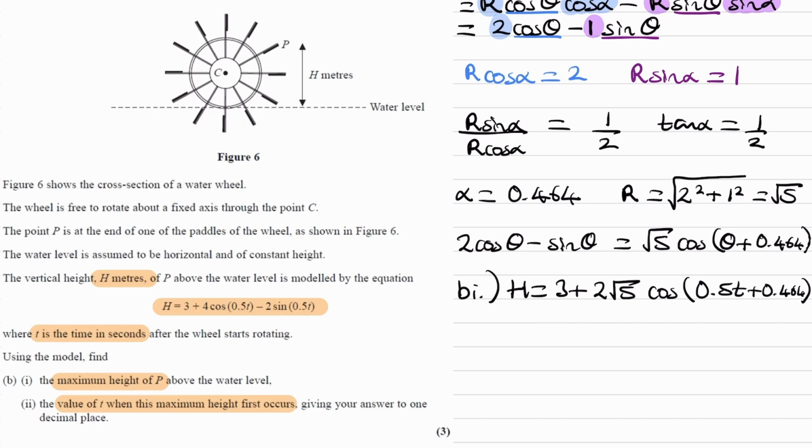We want to find the maximum height. If we think of this cos function, cos goes between 1 and minus 1. So to make height as big as possible, we want cos to be as big as possible. So cos would be 1. That would give us a maximum height, I'll write that as h max, of 3 plus 2 root 5 times 1 meters.